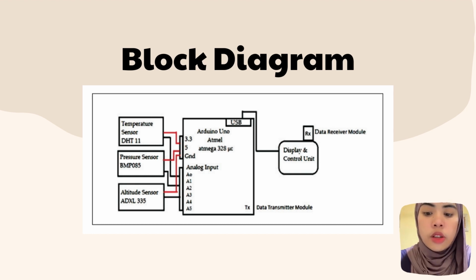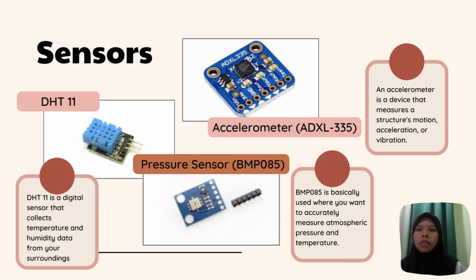The connection of BMP085 to the Arduino Uno is done as follows. The connection of the accelerometer to the Arduino Uno is done as follows: X to A1, Y to A2, Z to A3, pin 5 to pin 5, supply, and GND to GND.